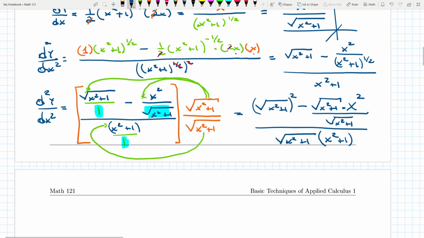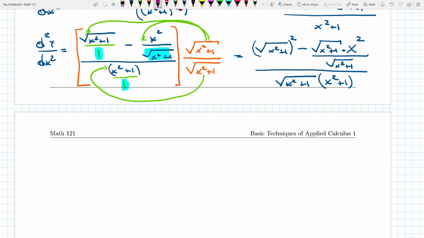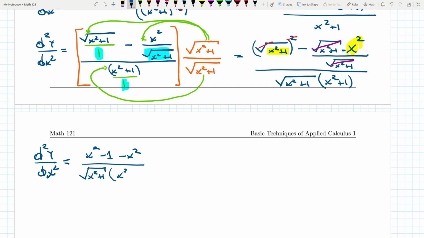I'm going to continue on the next page. Before continuing, see how the square root of x squared plus 1 cancels with this square root of x squared plus 1. Also notice how this square cancels that radical, and that's going to leave us with x squared plus 1 over here and x squared over there. All right, so let's see what we get. Over here we get x squared plus 1 minus x squared, and the whole thing divided by the square root of x squared plus 1 times x squared plus 1.